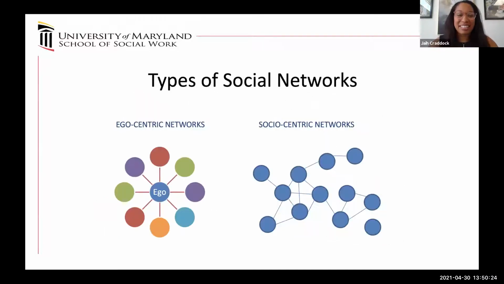Next slide. Yes. Okay, so I just realized these are actually, so I'm going to go ahead. So social network, there's two different types of social network analysis. Sorry, one moment.